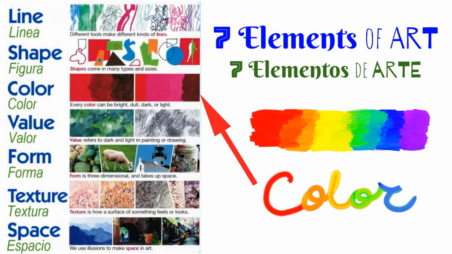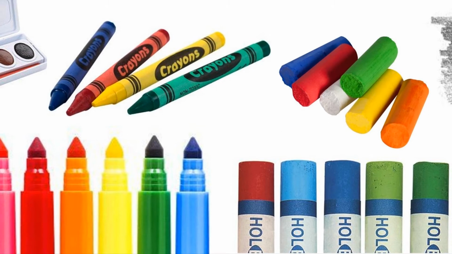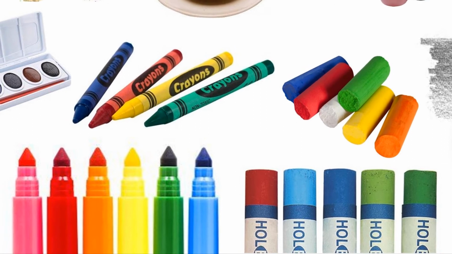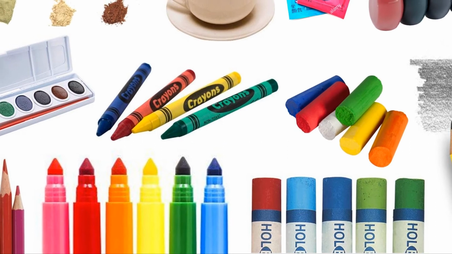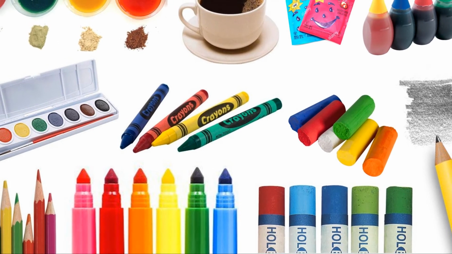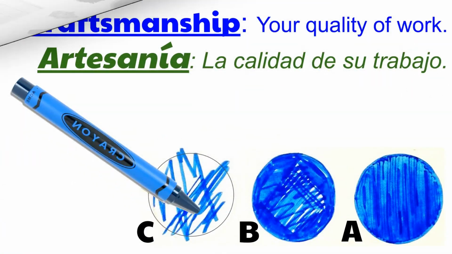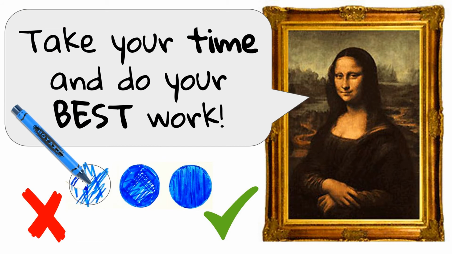Color es uno de los 7 elementos de arte. You can use any material you have to add color. It could be conventional materials such as crayons, markers, colored pencils, or paint. If you don't have any of those, you can also try just shading some areas with a pencil. Or you can even make your own paint by mixing water with some unconventional materials such as spices, coffee, juice, and food coloring. Don't forget to show good craftsmanship or artesanía when adding color. Stay inside your shapes and color them in completely. Remember to take your time and do your best work.